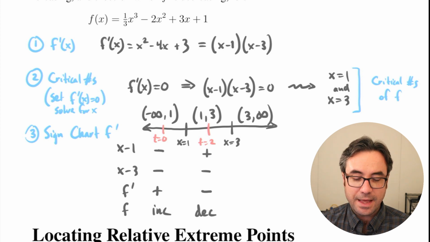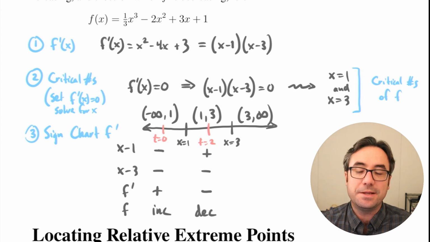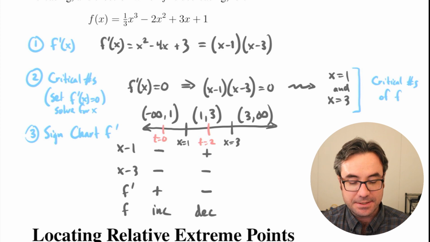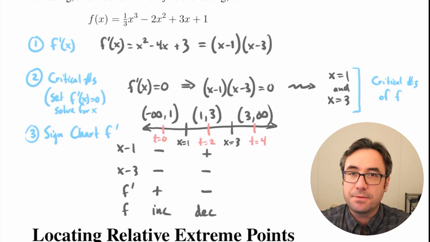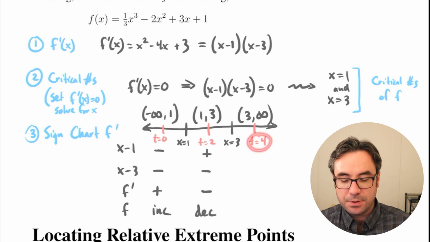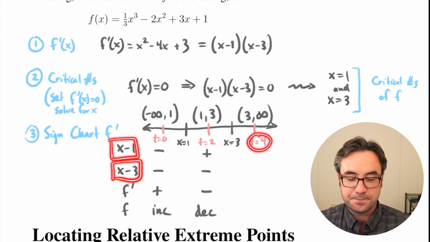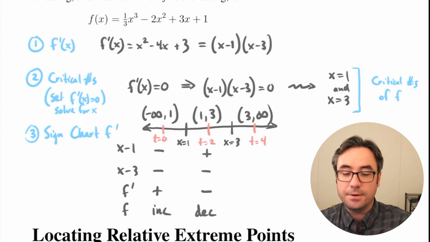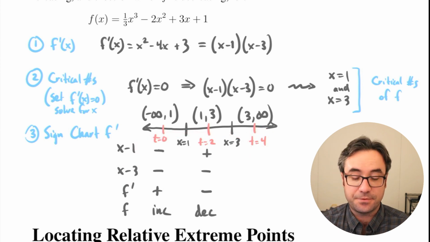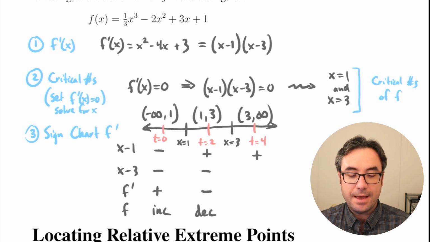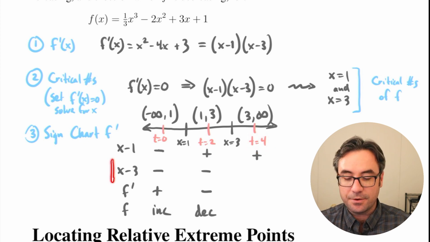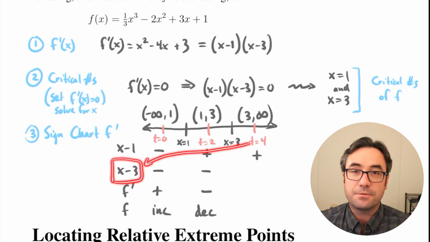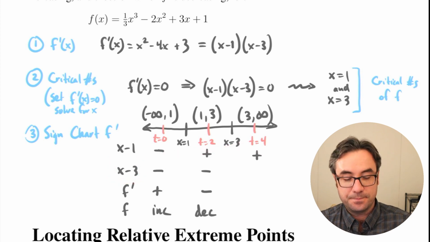And so if we go to that last interval, we just repeat the process again. So we want to pick a test number. So, 4 would work. It's something bigger than 3. And we want to take this test number and plug it in again to each of these factors. So if we take 4, plug it in over here, we get 4 minus 1, which is positive 3. And then again, we take that same test number, go to the other factor, plug it in, we get 4 minus 3, which is positive 1.